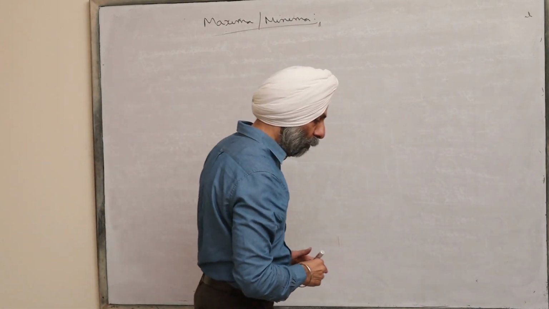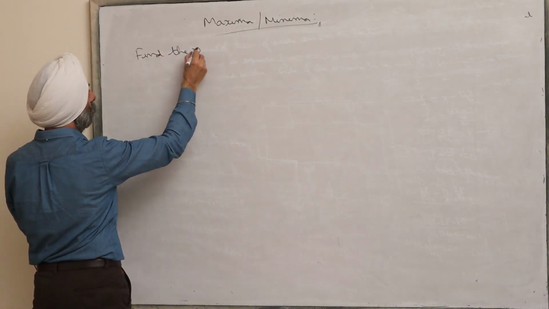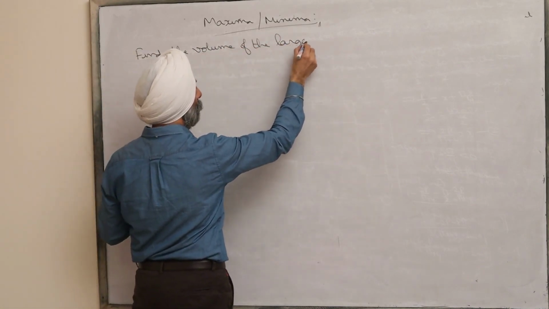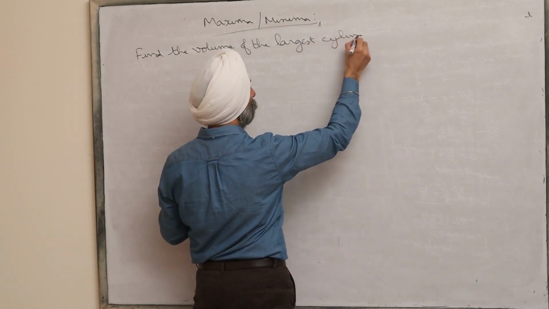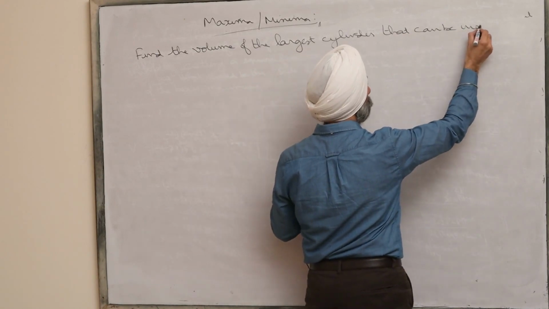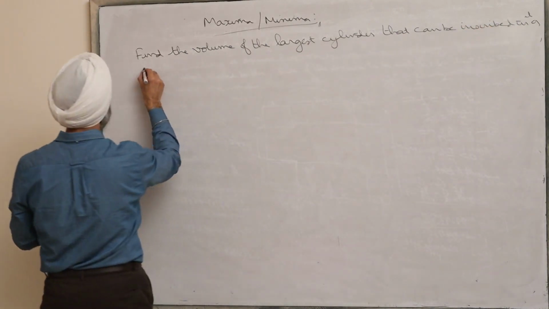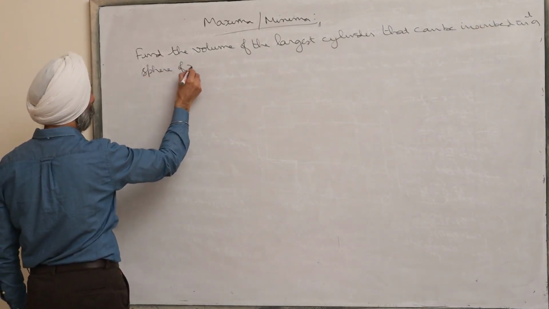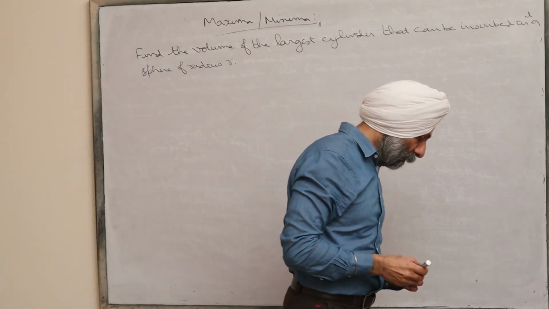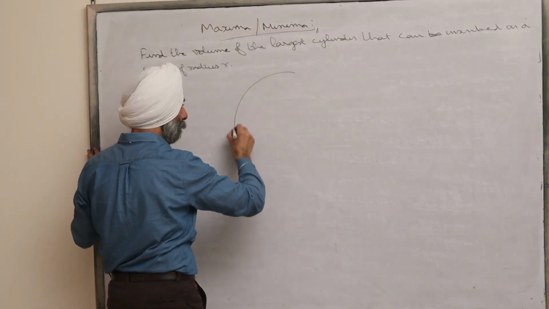Now next is, find the volume of the largest cylinder that can be inscribed in a sphere of radius r. So find the volume of the largest cylinder that can be inscribed in a sphere of radius r.